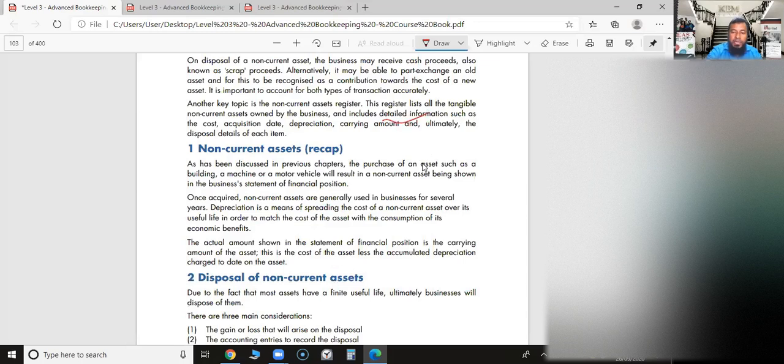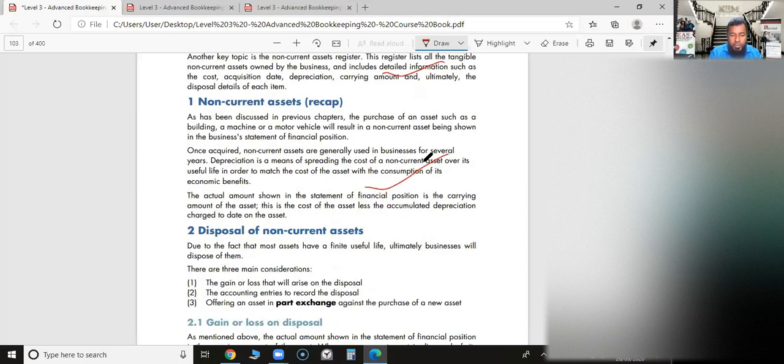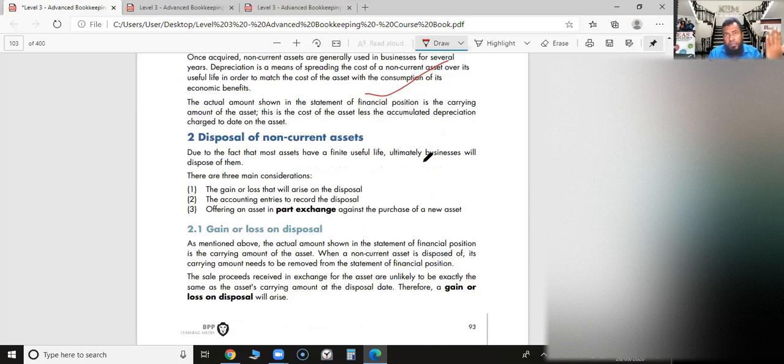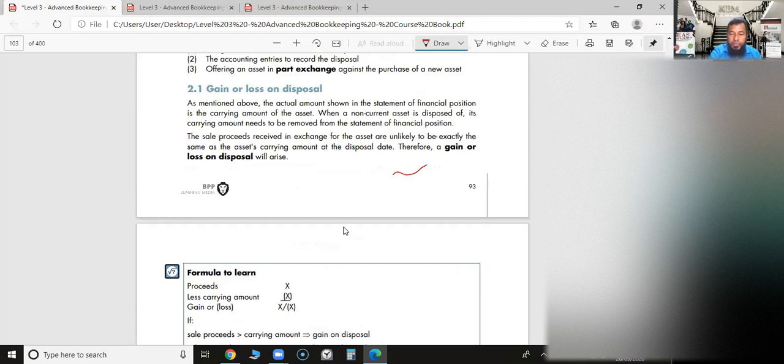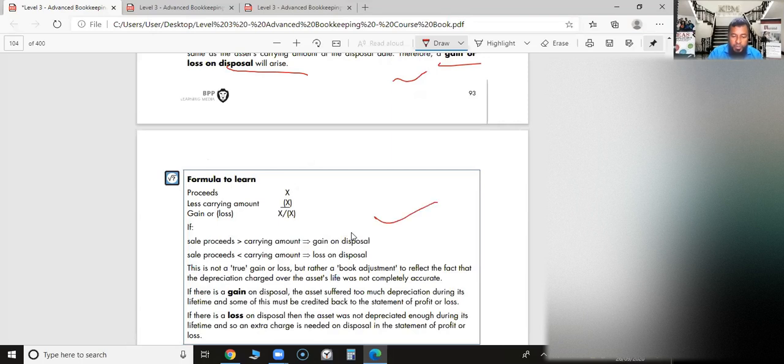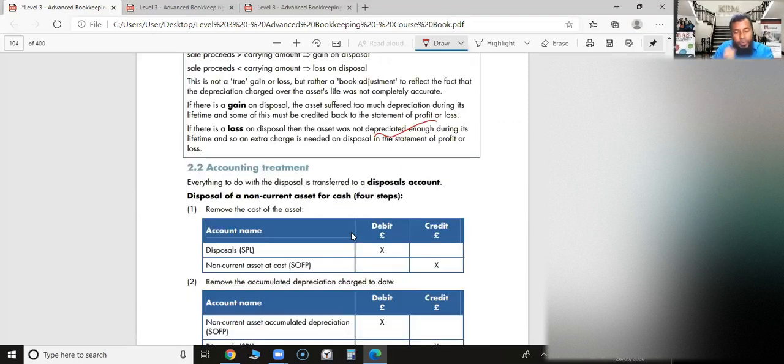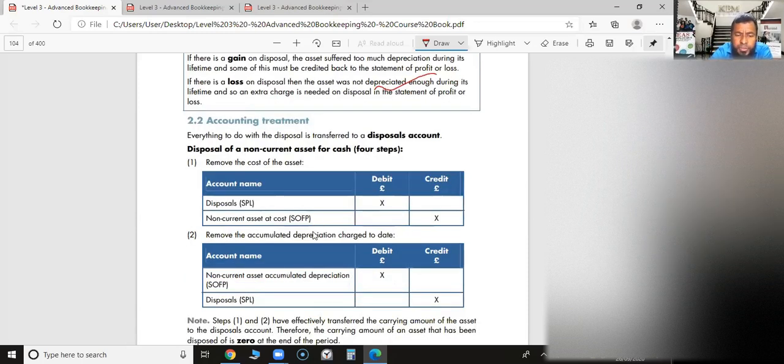That was our introduction. A recap of non-current assets is not needed, because a non-current asset is held in the business for more than 12 months. We use it and get economic benefit over the years. Gain or loss on disposal, you already know where to record it. That's the formula. Gain or loss, we had a discussion. I'm going to go straight into the accounting treatment. Everything to do with the disposal is transferred to the disposal account.